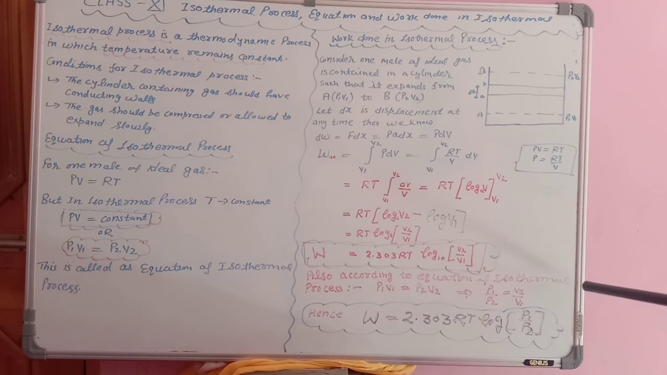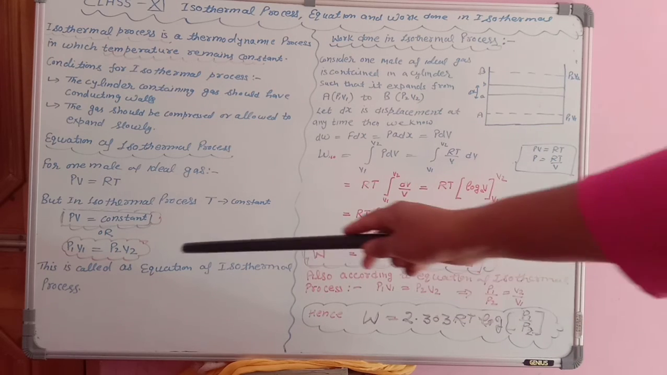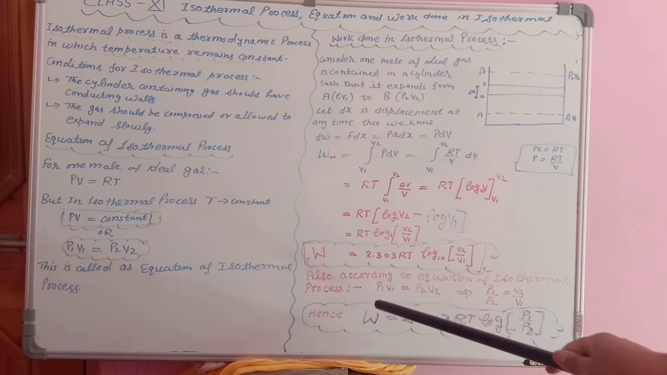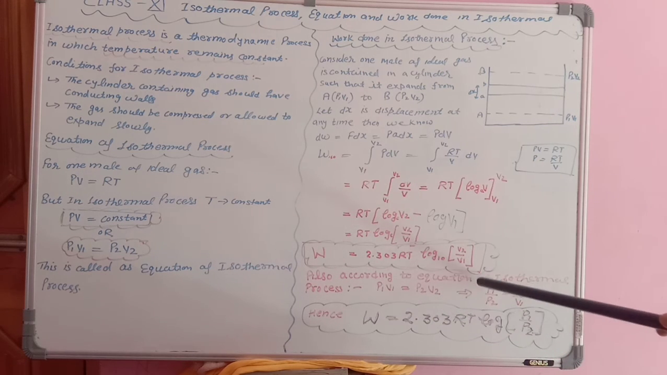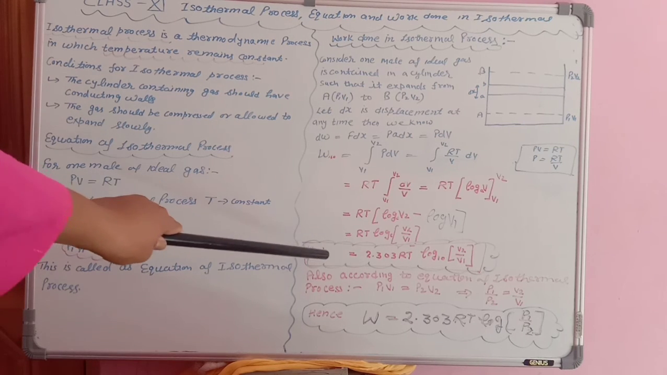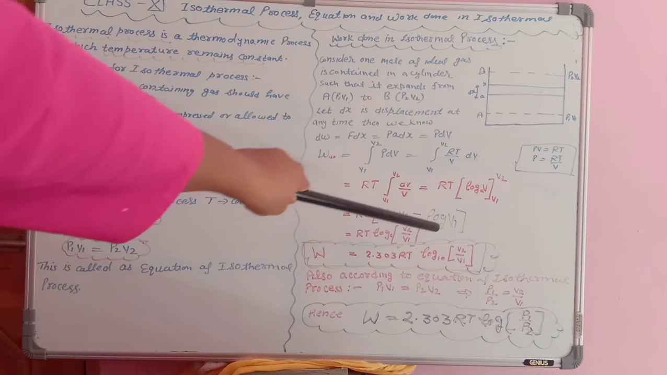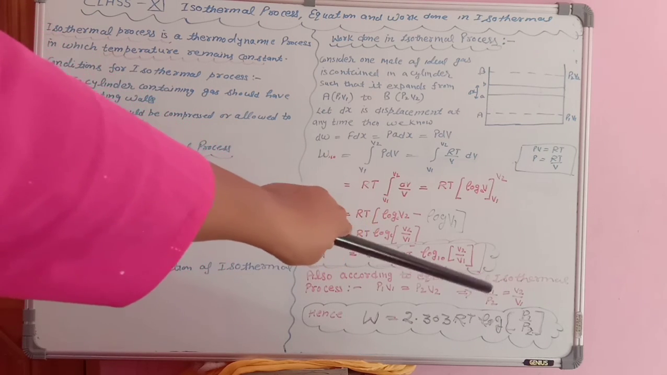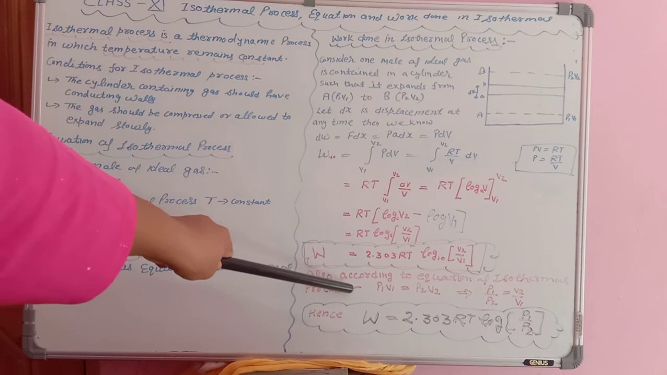Also according to the equation of isothermal process, P1 V1 equal to P2 V2, means P1 upon P2, P2 मैंने एक साइड ले गई, P1 upon P2 equal to V2 upon V1. So V2 upon V1 we can write equal to P1 upon P2. So these both are the expression for work done during isothermal process. First one also, this is also an expression. In this there is V2 upon V1, and in second there is P1 upon P2, because of isothermal process.